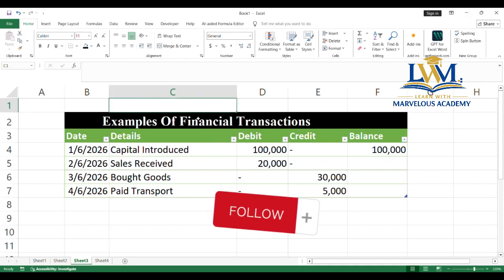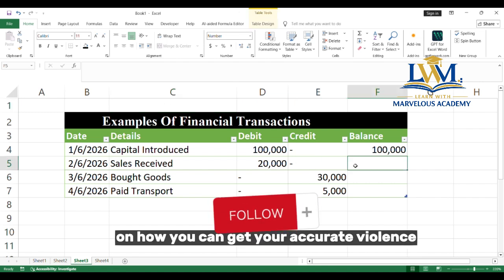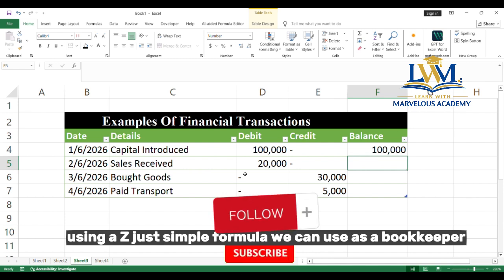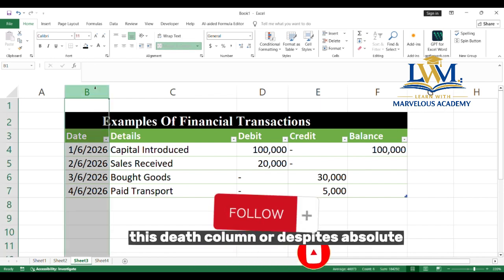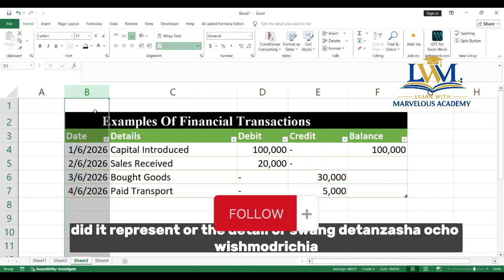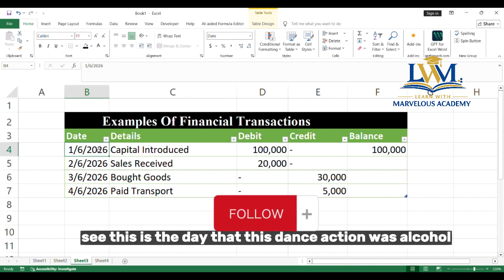Illustration using Excel. I'm going to explain each of these columns and how you can get your accurate balance using Excel, just simple formulas we can use as a bookkeeper. The date column tells us when the transaction occurred: which day, which month, which year. Here we have 1st June 2026. This is the date that this transaction occurred.